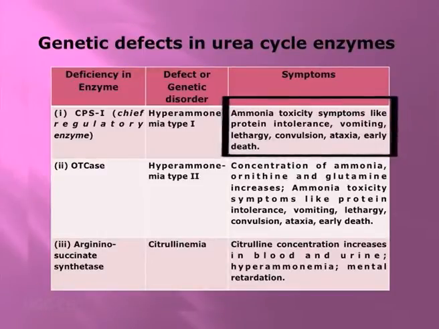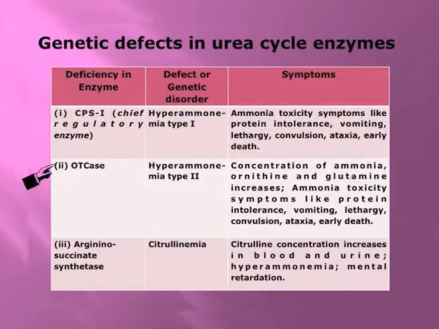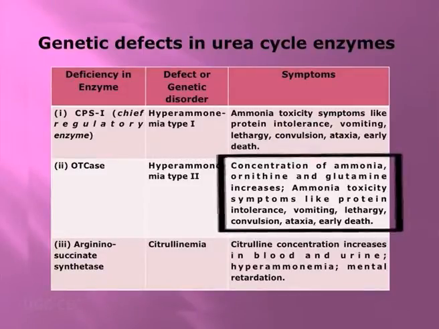Some of them are protein intolerance, convulsion, ataxia, etc. The second enzyme is OTCase or ornithine transcarbamylase and its deficiency results in hyperammonemia type 2 and the symptoms include ornithine and glutamine increase in concentration, ammonia toxicity symptoms like protein intolerance, etc.